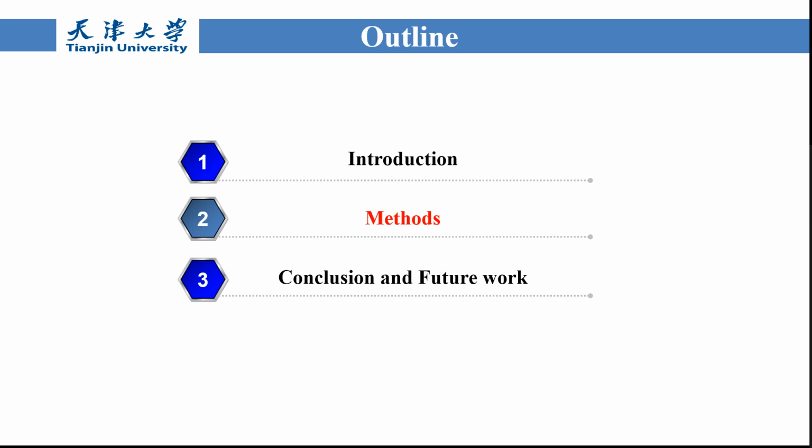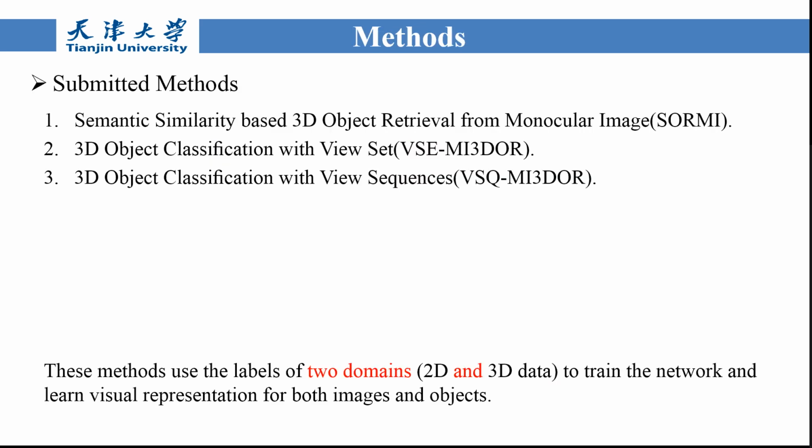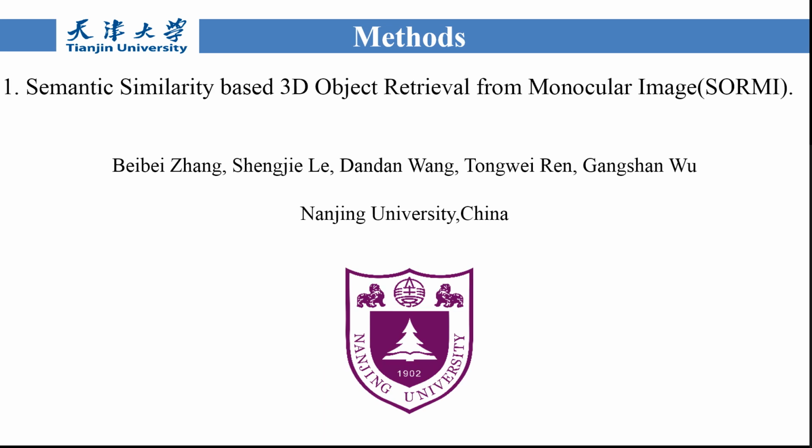Okay, the next part is the methods. There are 3 methods in total, and all of them use the labels of 2 domains to train the network and learn visual representations for both images and objects. The first method is semantic similarity-based 3D object retrieval from monocular image, which was submitted by Tianjin University of China.